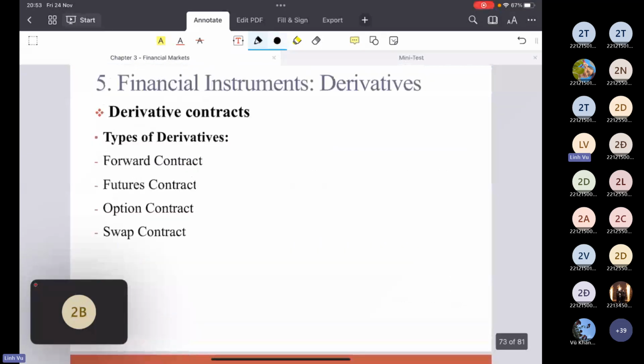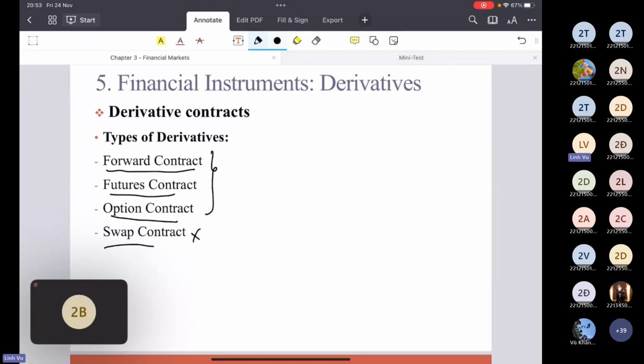Okay, so for derivatives, we will have some typical types of derivative contract. We have the forward contract, futures contract, option contract, and swap contract. But in this course, we only consider the first three types of derivative contract. The last type here, we do not cover in this course.